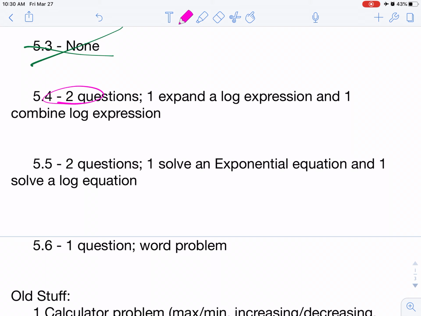So that's one where you're expanding the log expression. That would be where you're making it a longer expression with plus, minus, all that stuff. Use the power rule, quotient rule. And then one question where you're making it shorter, where you're combining the log expressions into one shorter one.